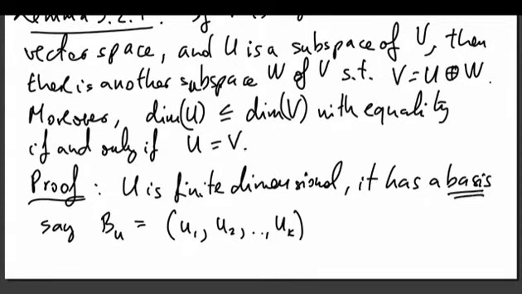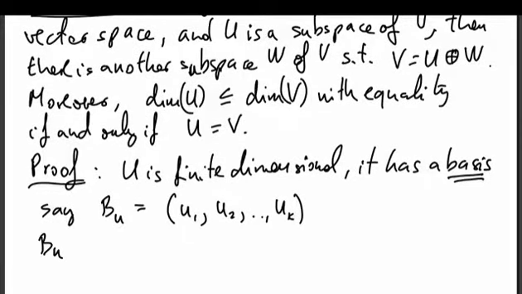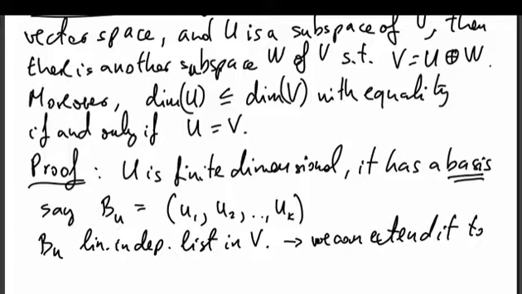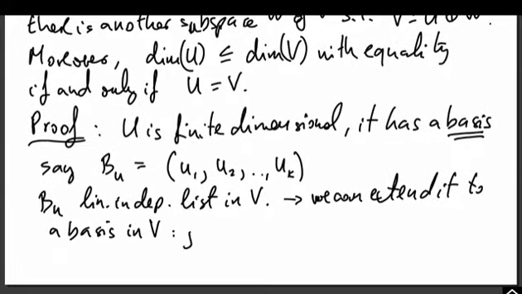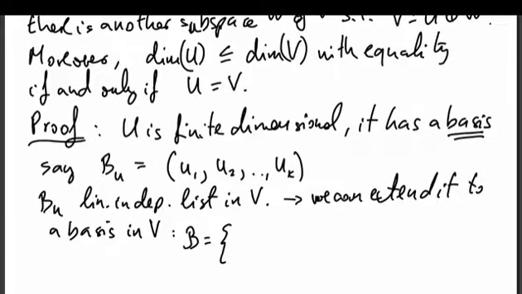So this is a basis, but it's also a linearly independent list in V. And then that means, according to the previous lemma, that we can extend it to a basis in V. So let's say that this is denoted by B with no subscript, since V is the whole vector space. And let's denote, well, first we have the k vectors of U, and then the extension with some other vectors, let's denote those with w's. Let's say n of them.